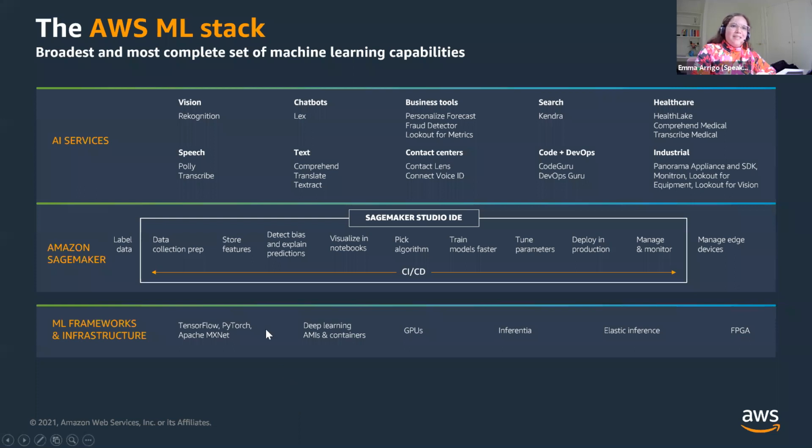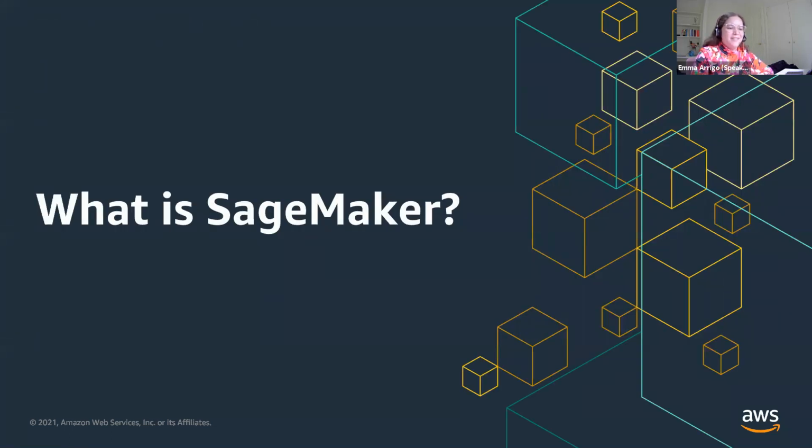And the bottom layer, so this is the machine learning frameworks and infrastructure for expert practitioners. You can develop on the framework of your choice, so there's support for TensorFlow, PyTorch, MXNet, or developing it directly on compute instances. So this is just a bit of an overview of the AWS ML stack, but we're just looking at SageMaker today. So what exactly is it and how does it fit into this bigger picture?